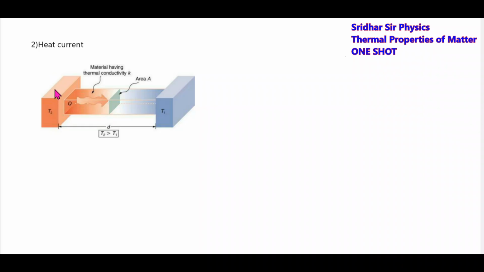Now this is the hot body and this is the cold body. The heat will flow in this direction, and there is the area of cross section. Then the amount of heat flowing per unit time, dQ by dt, is equal to KA (T2 minus T1) by the thickness, or this is nothing but equal to H.